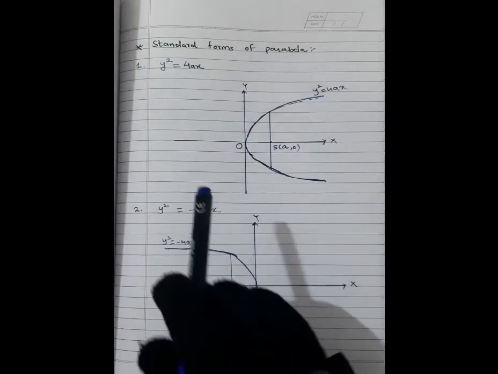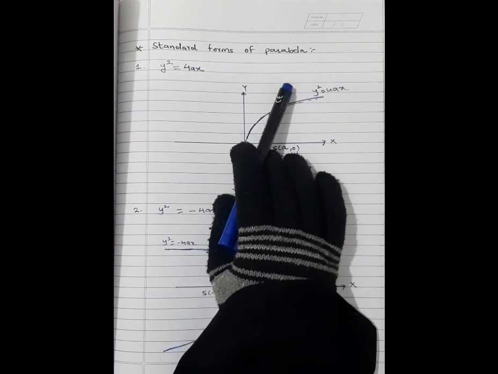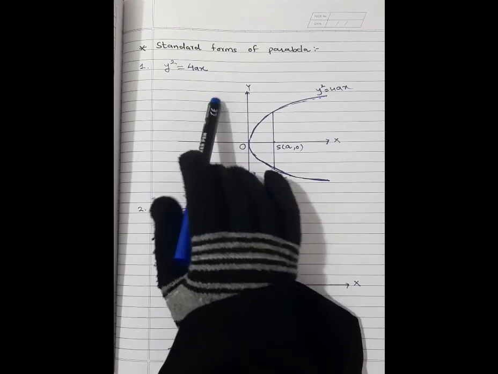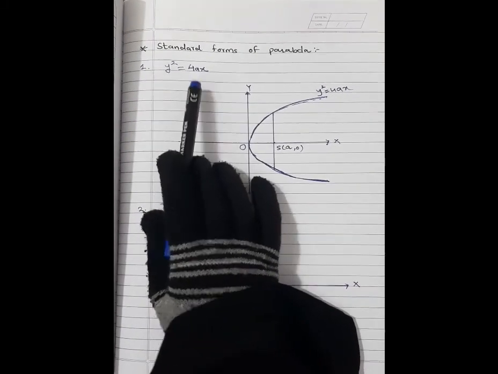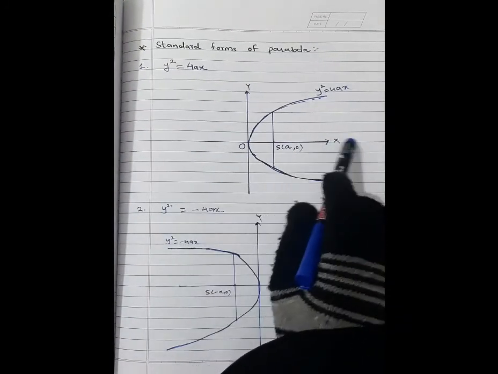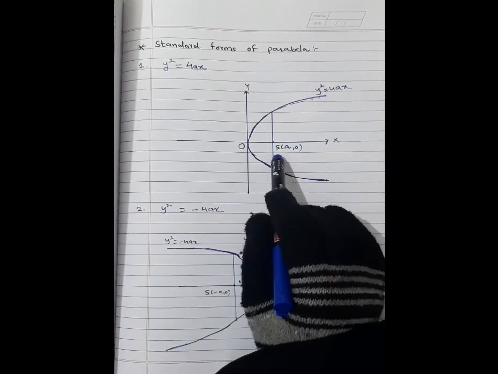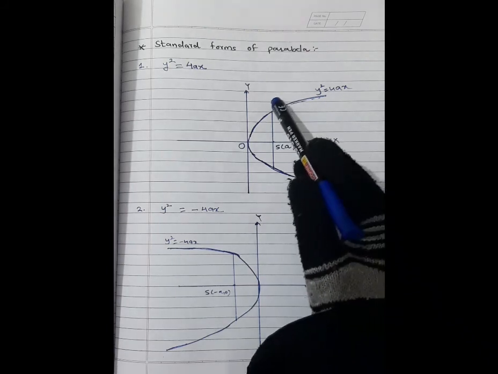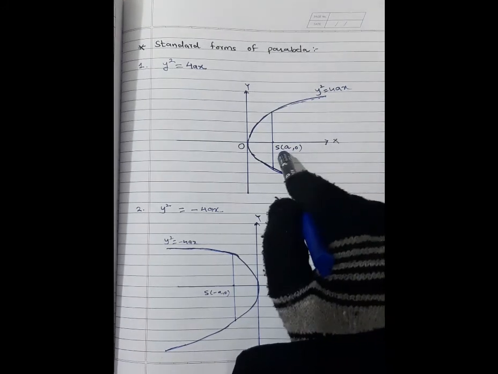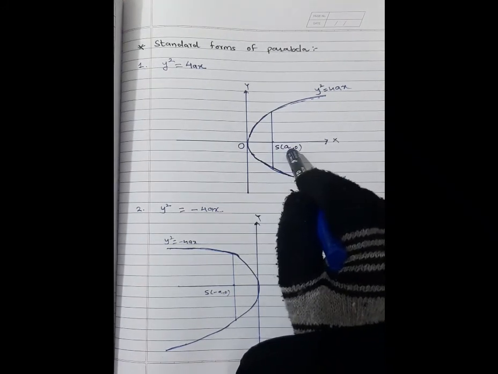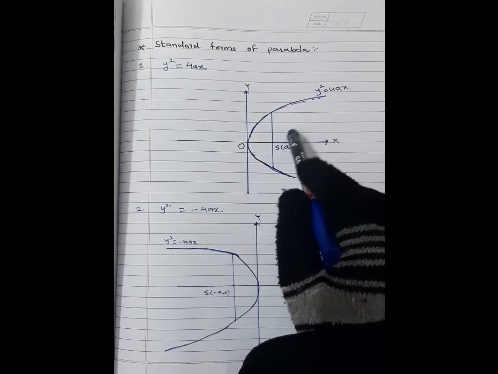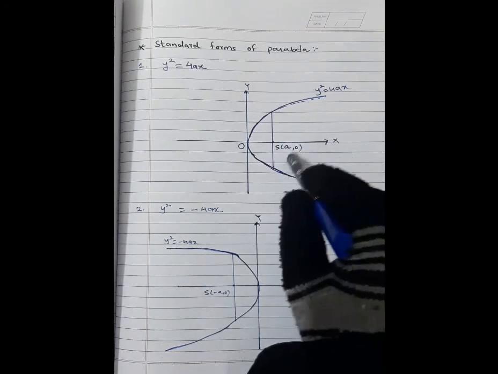Now next, students, we will see the standard forms of parabola. Number 1, y square is equal to 4ax. Students, this is the equation of a parabola. Here we'll see the shape of this parabola. On the x-axis there is a point S, a comma 0. This line cuts the x-axis at the point x is equal to a, so the line equation is x is equal to a, meaning this point is on the positive x-axis.